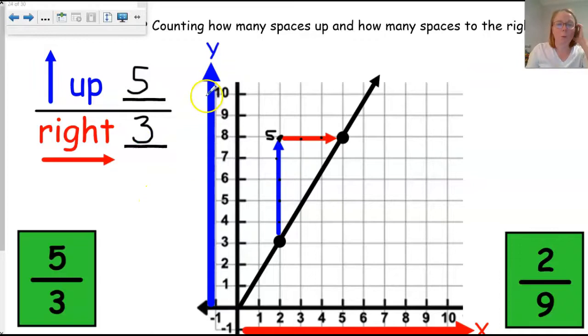So, which one is our slope? Is it 5 over 3? Or is it 2 over 9? Which one is our slope? If you said 5 over 3, you are correct. Great job.